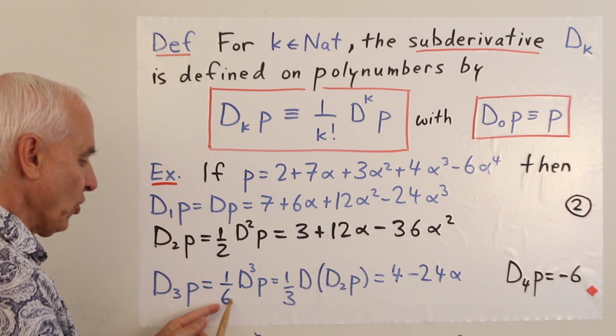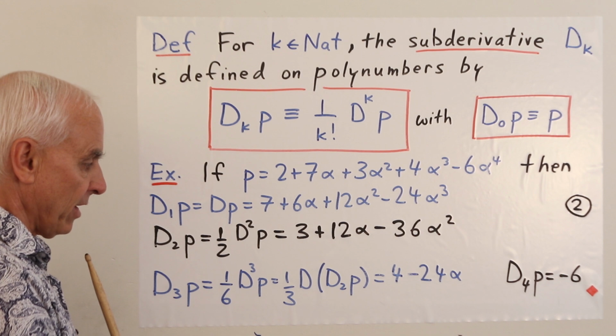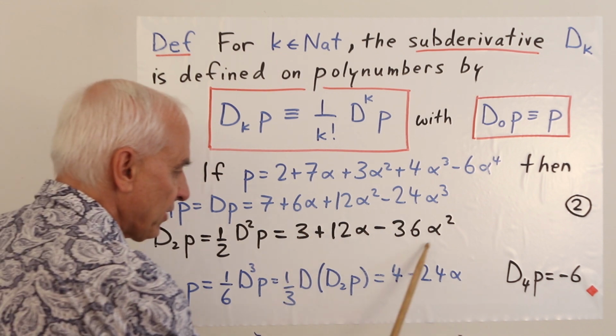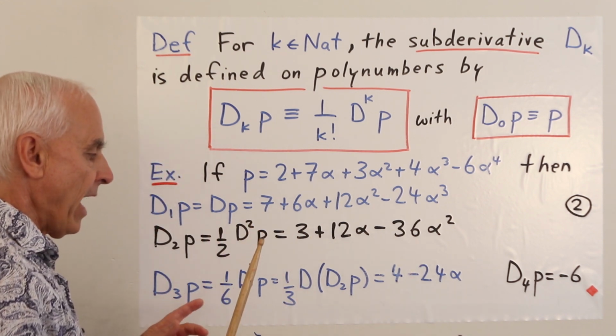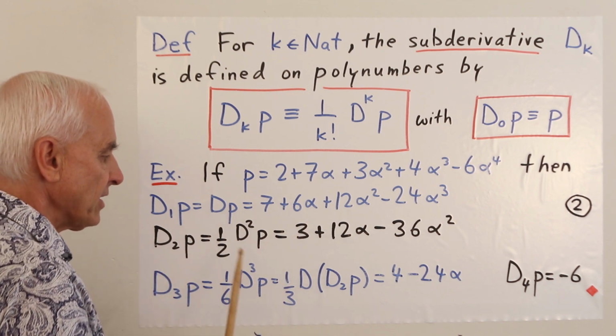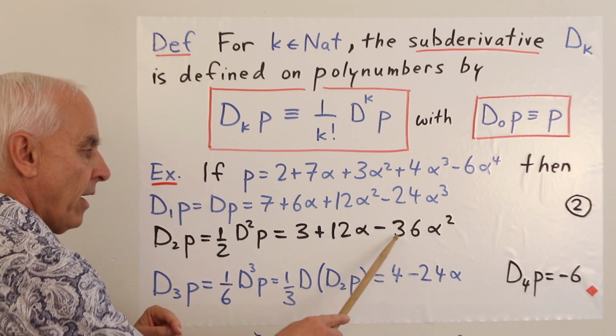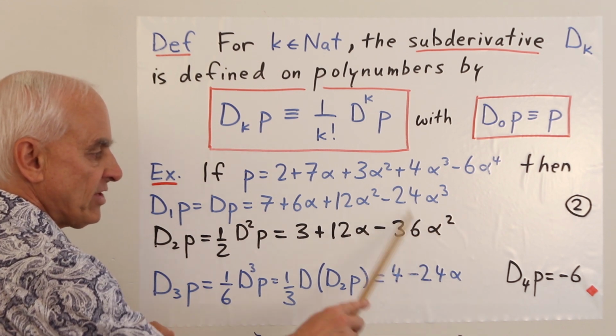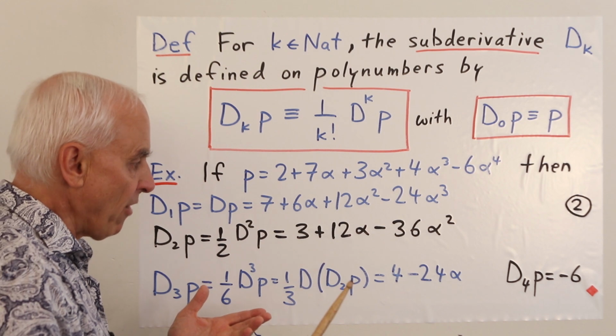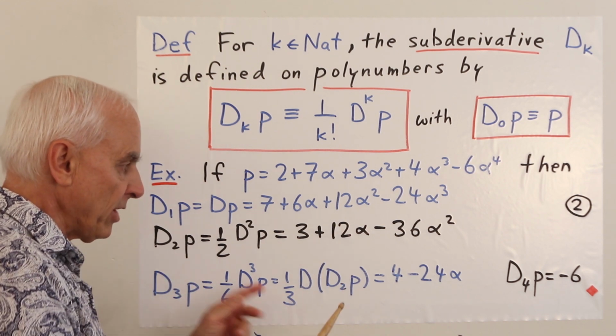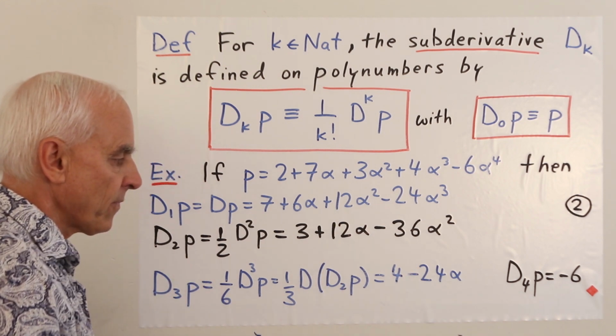Okay, so a factor of 2 has canceled from that 6 to give us 3. So we just have to take the derivative of this one and divide by 3. Okay, the derivative of that is 0. The derivative of this is 12. Divide by 3, we get 4. The derivative of this is, the 2 comes down, 72. 72 alpha minus 72 alpha. Divide by 3, we get minus 24 alpha.